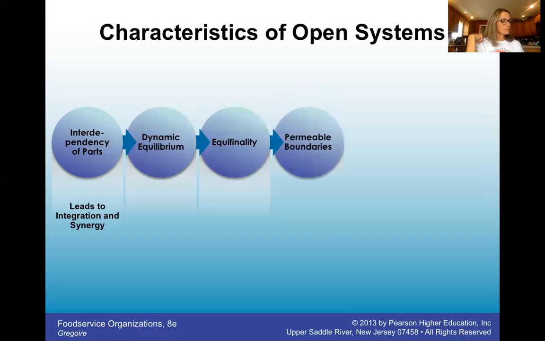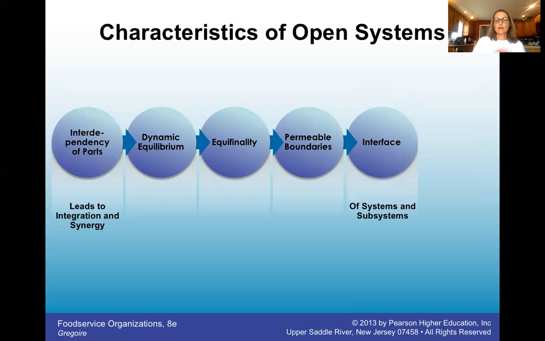Permeability of boundaries is the characteristic of an open system that allows the system to be penetrated or affected by changing external environment. So boundaries define the limits of a system, and permeability allows the system to interact with the environment.